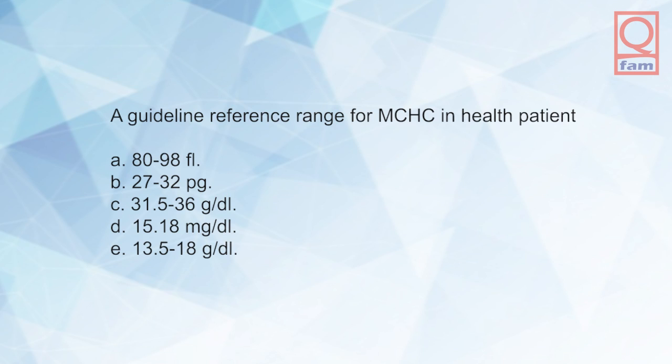A guideline reference range for MCHC in a healthy patient, A. 80 to 98 fL, B. 27 to 32 pg, C. 31.5 to 36 grams per deciliter, D. 15 to 18 milligrams per deciliter, E. 13.5 to 18 grams per deciliter. The answer is C. 31.5 to 36 grams per deciliter.